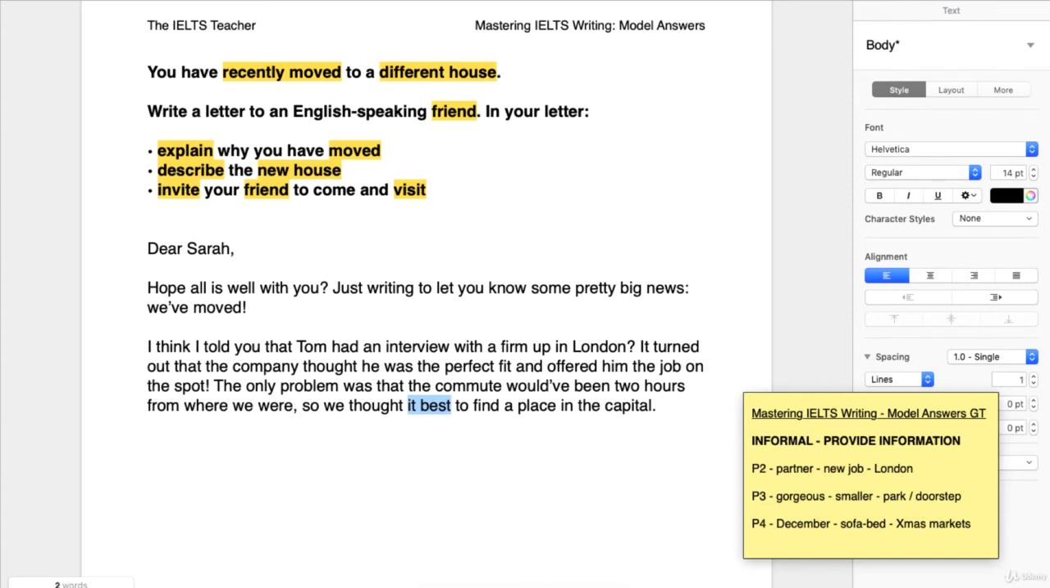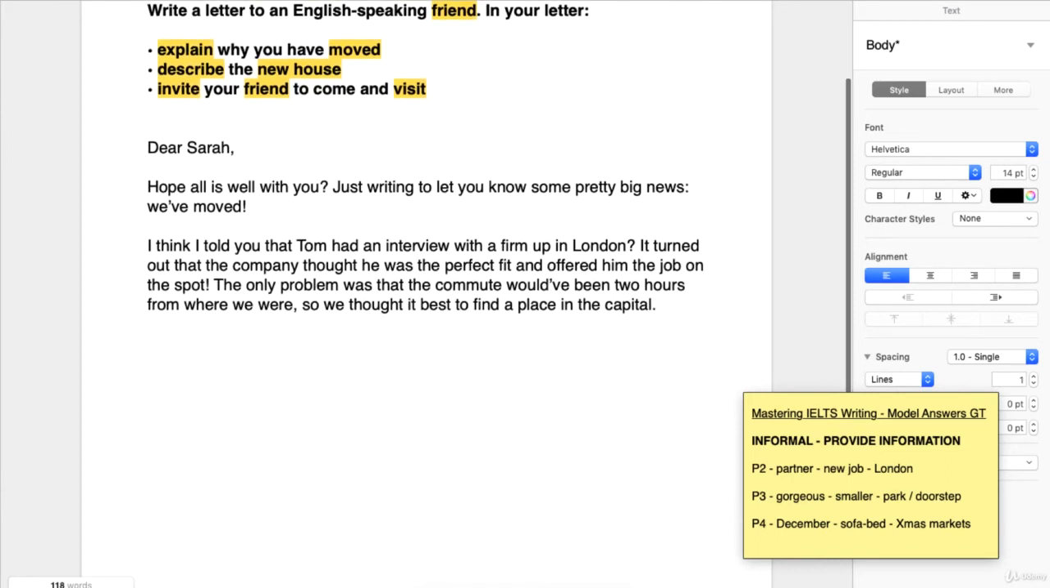So again, this is informal colloquial language, I suppose, where we're choosing to omit language that's not necessarily necessary. So we thought it would be best, but we don't actually need to include that if we are writing in an informal style. So we thought it best to find a place in the capital. Okay, we can now move on to describing the new house.